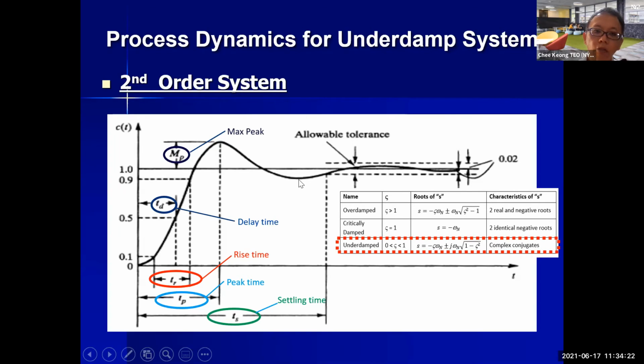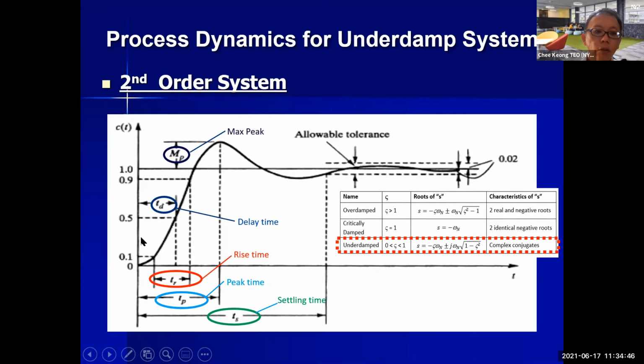Maybe around here you should already get into 5%. So therefore, you can see that the two expressions for settling time, one of them is 4 over zeta omega n, and the other one is 3 over zeta omega n. So the shorter one will be for the 5%, and the longer one will be for the 2% criteria.